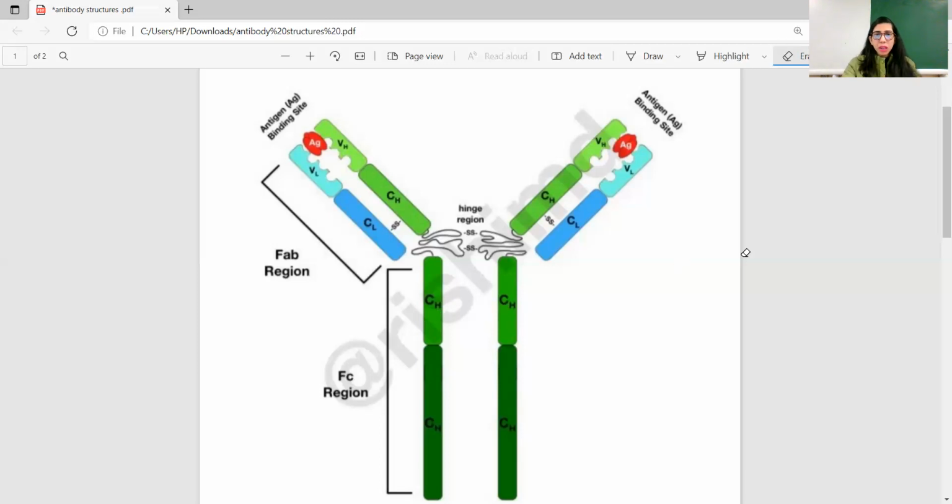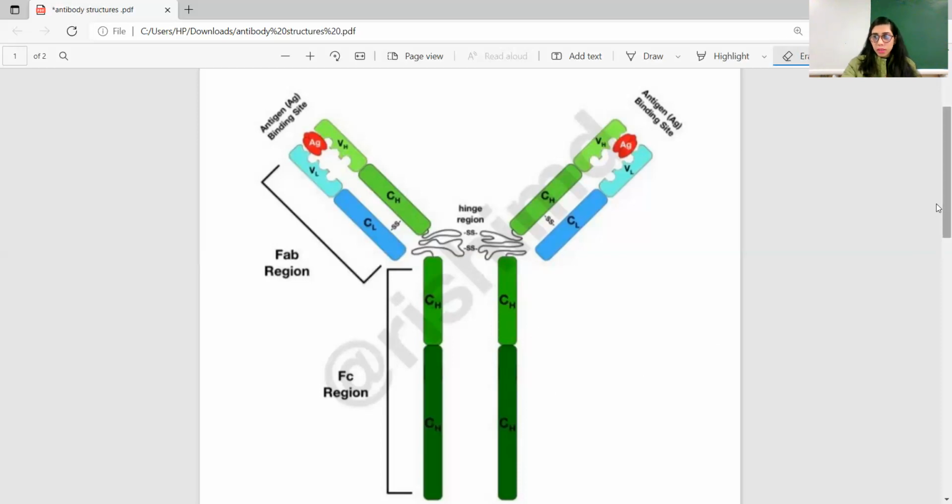Now you can see this labeling here, Fab region and Fc region is written here, right? What does it mean? It simply means fragment of antigen binding region and fragment of crystallization region. So how did we conclude that this is the region which is going to bind with the antigen, and what is the significance of this region here?